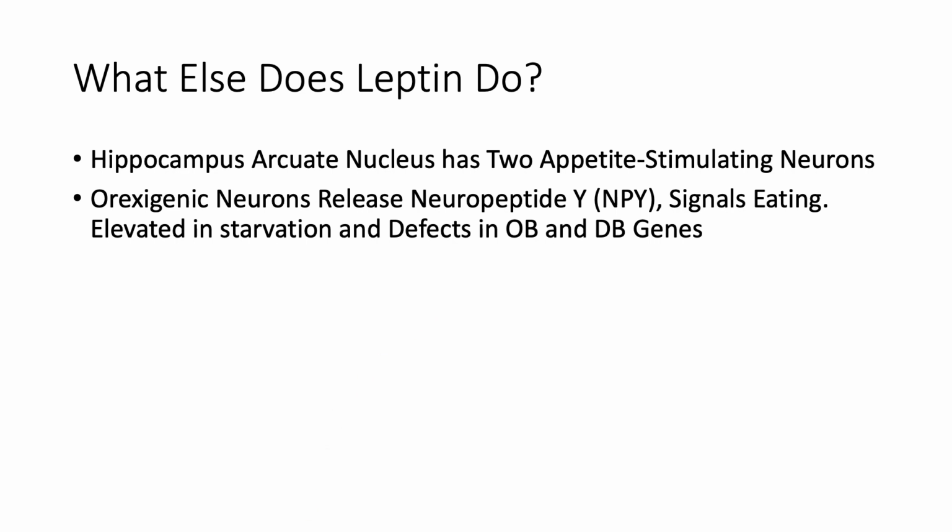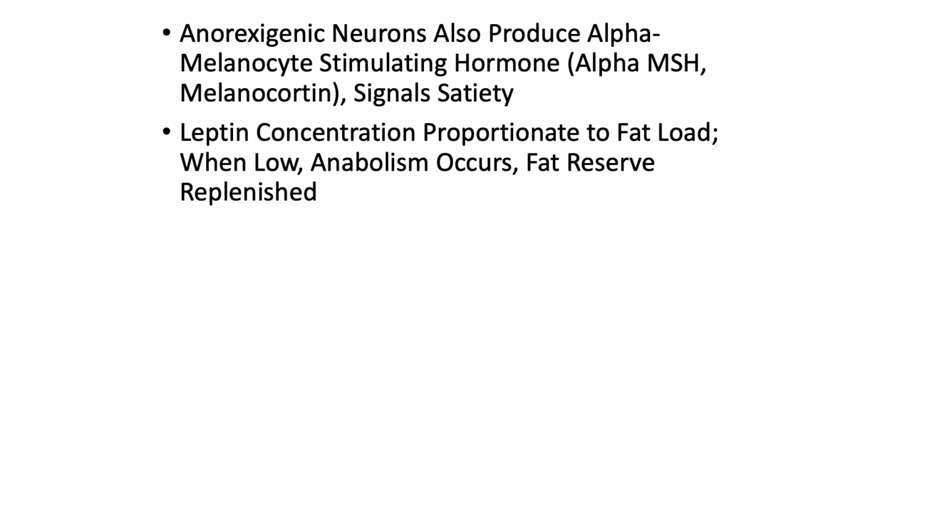Other features of leptin: there are two appetite-stimulating neurons in the hypothalamic arcuate nucleus. Orexigenic neurons release neuropeptide Y, and this signals eating. It is elevated in starvation and also has defects in the OB and DB genes. And anorexigenic neurons also produce alpha-melanocyte stimulating hormone, called alpha-MSH or melanocortin, and this signals satiety. The leptin concentration is proportionate to the fat load, and when it is low, anabolism occurs and the fat reserve is replenished.